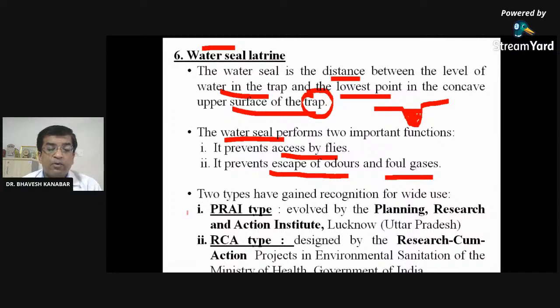There are two types of this water seal latrine. Remember, the short full forms can be asked in your exam frequently: PRAI type and RCA type. Most commonly used is the RCA type of latrine, that is Research cum Action. The full form of RCA is Research cum Action. It is a project in environmental sanitation of the Ministry of Health, Government of India. And PRAI is Planning Research and Action Institute, Lucknow. So India has developed these RCA and PRAI types of latrine. These are water seal latrines.